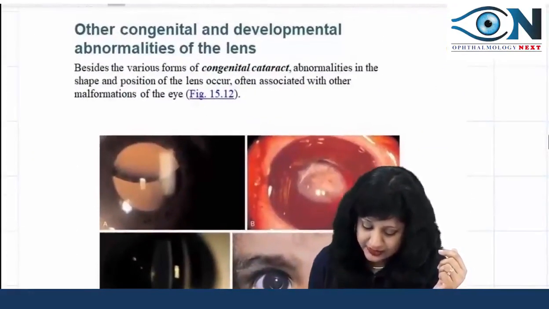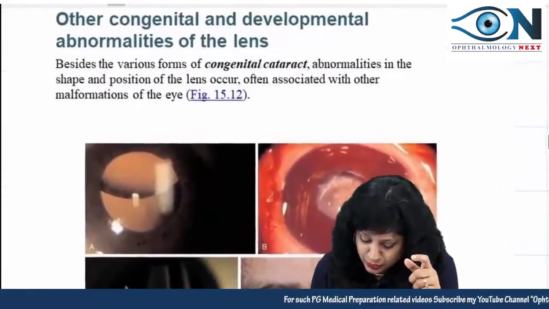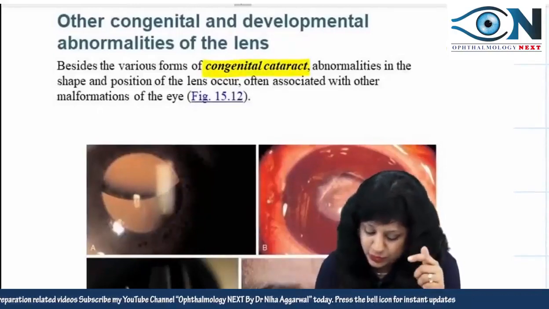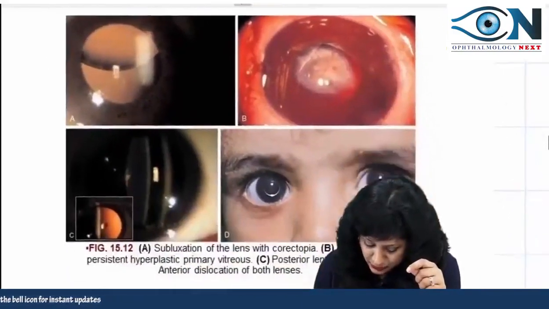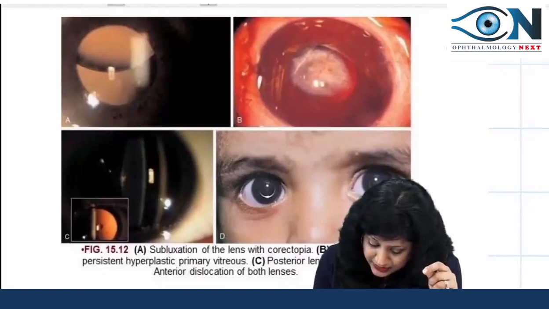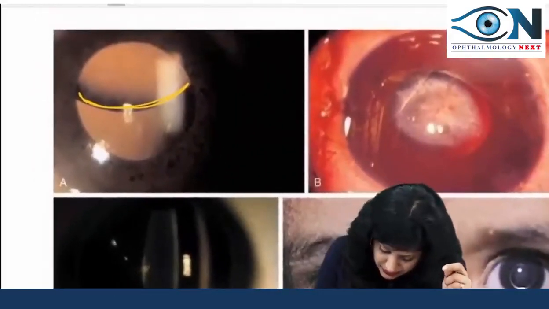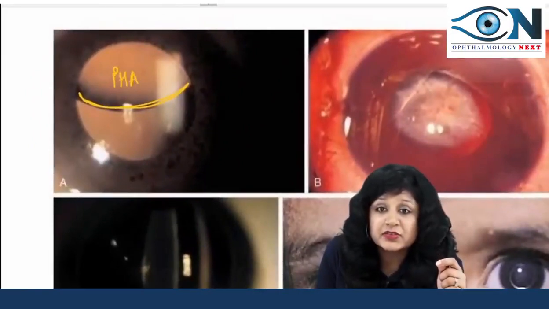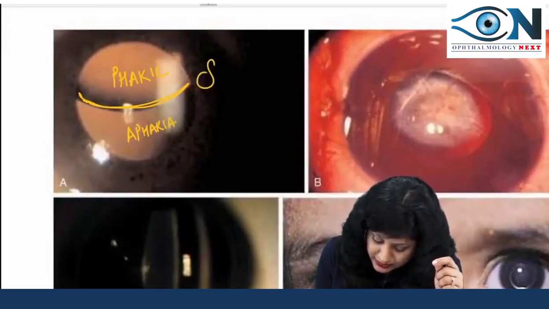All right, now looking at the other congenital and developmental abnormalities of the lens, besides the various forms of congenital cataract, we have other malformations of the lens. If you look here, can you see this crescentic edge? This part is your lens, the phakic part. Is this visible here? Phakia, and this is your aphakia. So this is actually the subluxation.